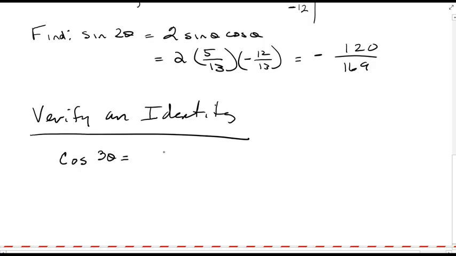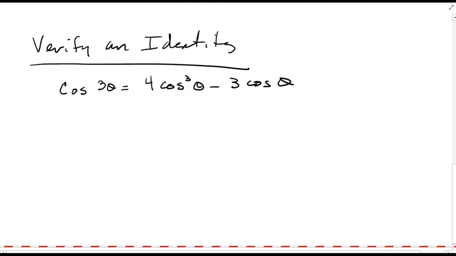Let's prove that cosine 3 theta equals 4 cosine cubed theta minus 3 cosine theta. Now, I know we did not do any triple angle identities, but we can take a look at our sum and difference and our double angle identity to use this. Now, how do I know I've got to use those? Well, number one, you don't have a formula for a triple angle for 3 theta. But we do have a formula for 2 theta.